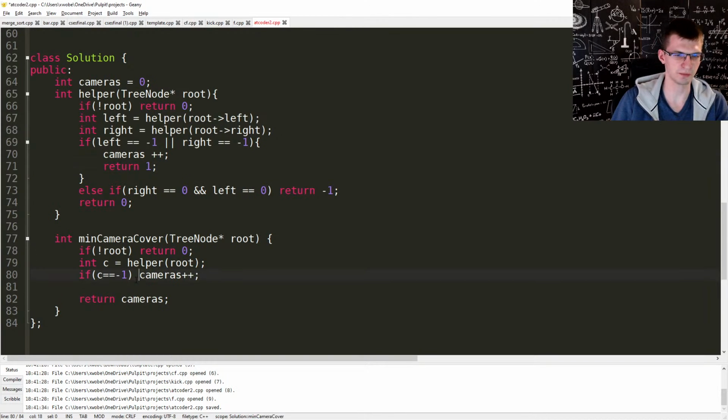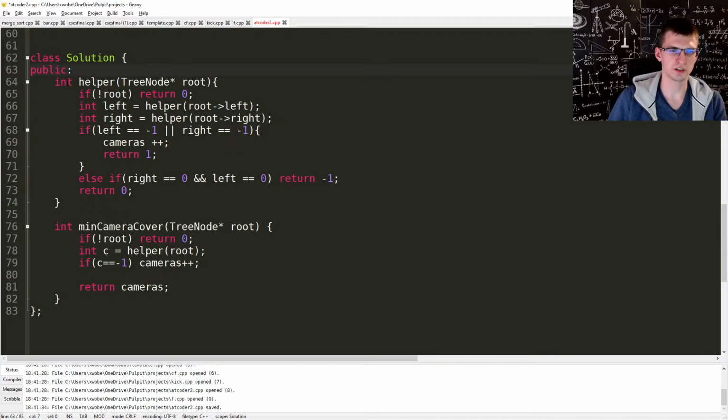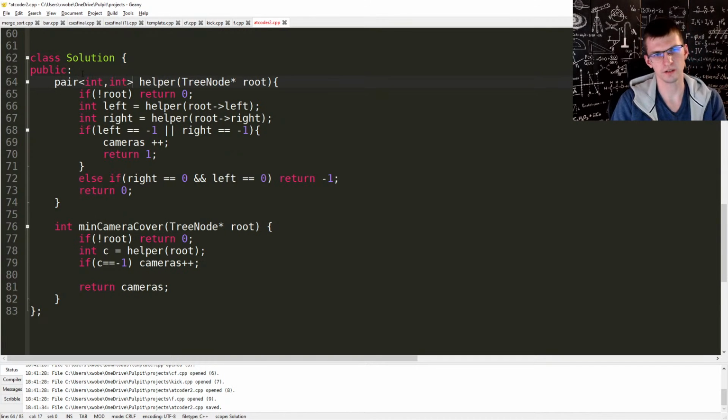And there is also the same if the root needed a camera, we increase the number of cameras. This is also a global thing. And yeah, I think this should be global indeed. It's a bit better programming practice not to make anything global. Like, this is not really global, it's in a class, but perfectly we should here either return a pair or take this by reference. It's a bit better style.